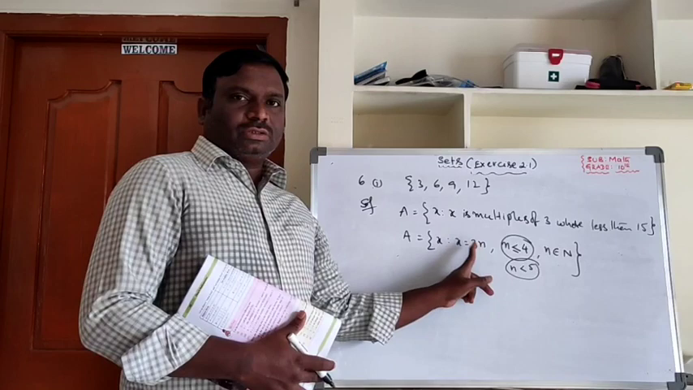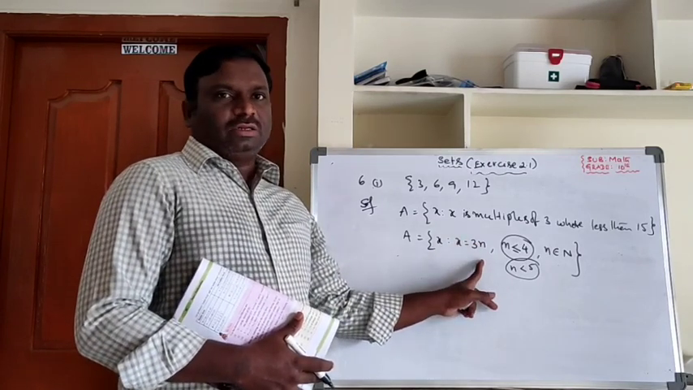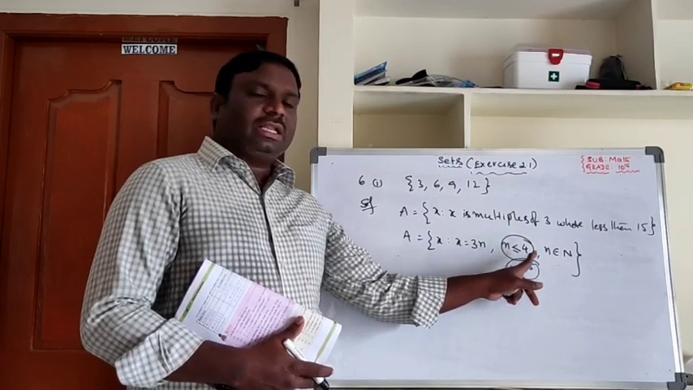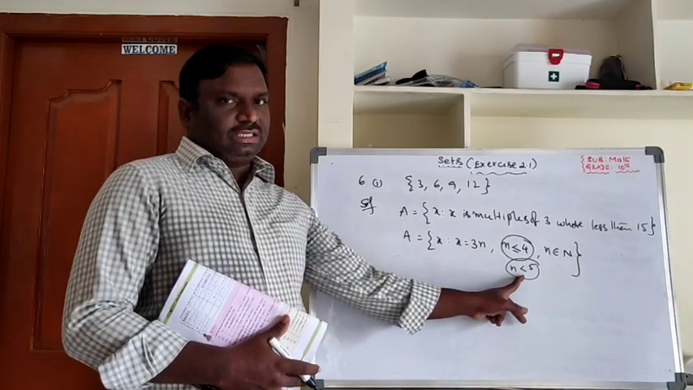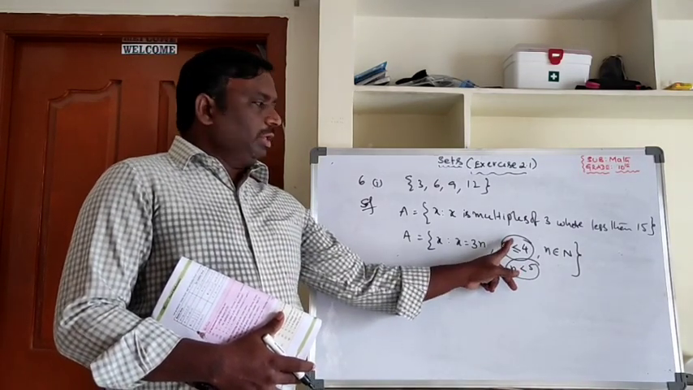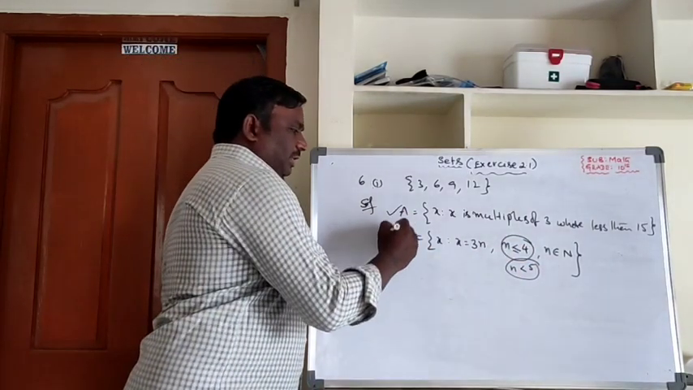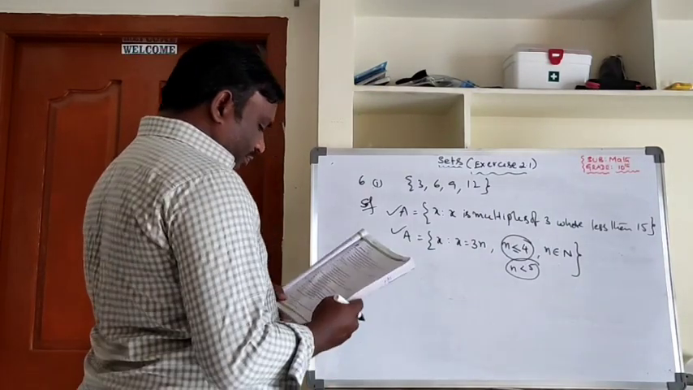3 1s are 3, 3 2s are 6, 3 3s are 9, 3 4s are 12. Here n is deciding, n is the rule. What is that rule? N is less than or equal to 4, or n is less than 5. That means we have to take up to 4. So both you can represent. Anyone is correct.